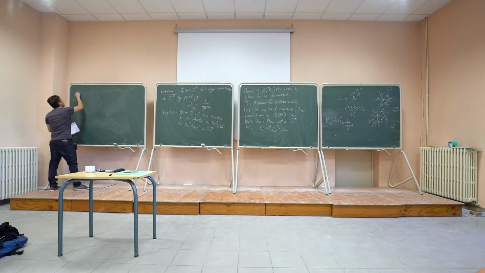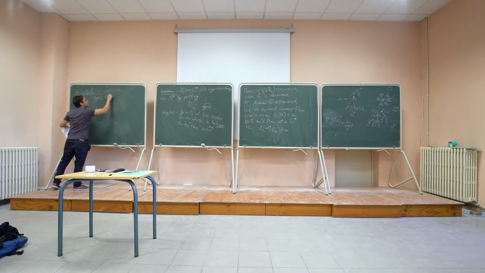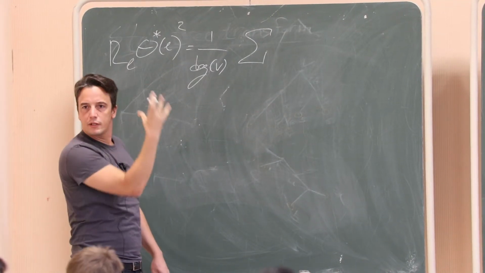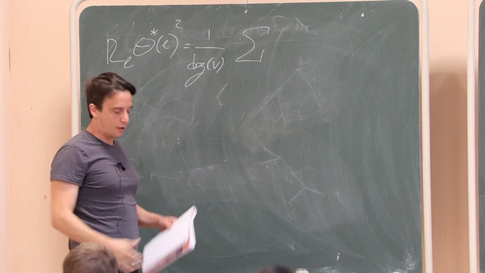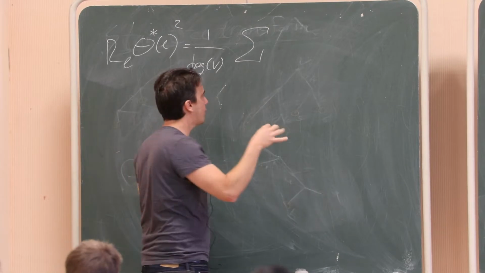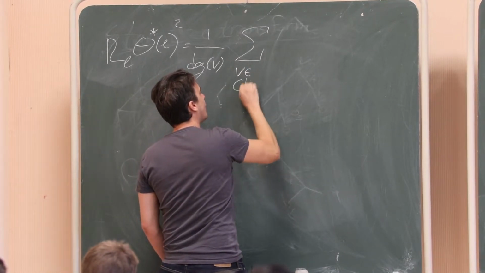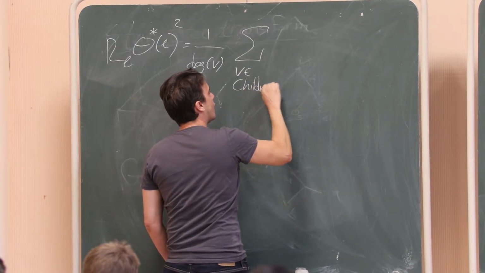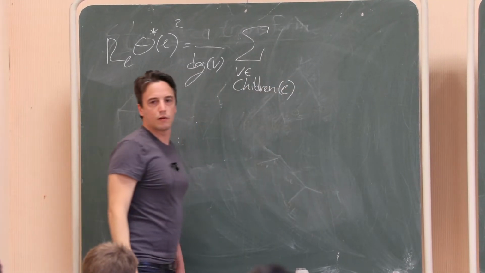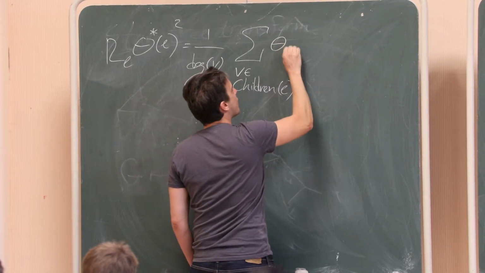Right, so R_E times theta star E squared equals 1 over the degree of V, times the sum over all of these leaves that are under the edge, all of its children. Let's call them V that are children of E. And I'm summing their original theta. So this will be, let's call it, theta V.